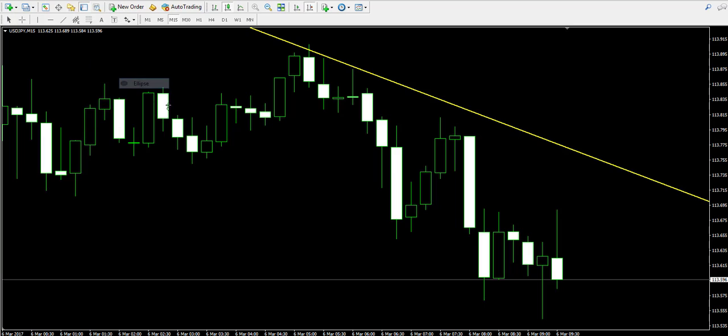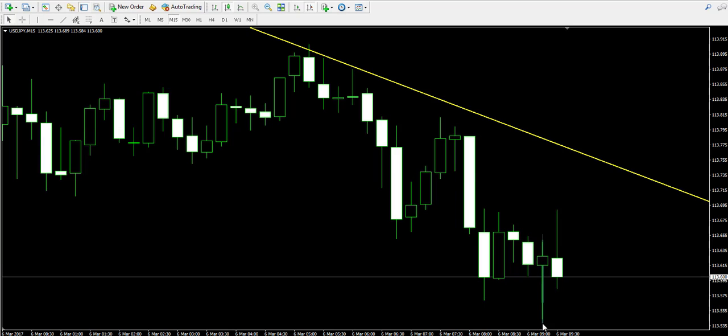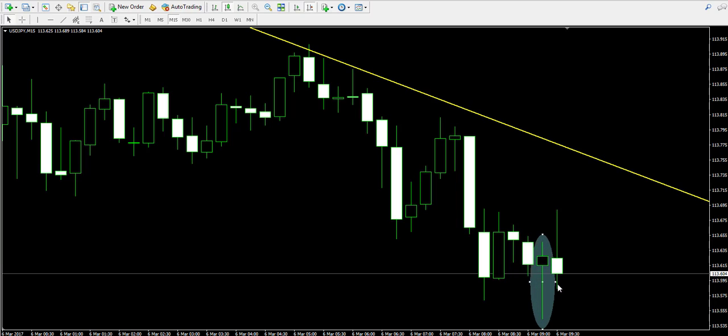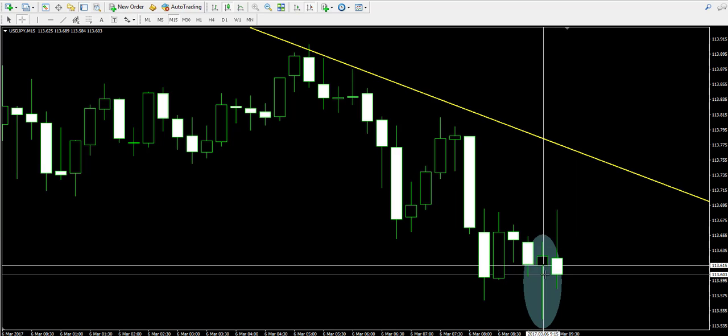So what I'm going to do now, I will mark the hammer candle for you with this circle over here, this ellipse, so you will have a better picture of which is the candle.